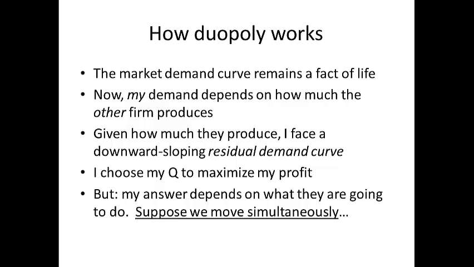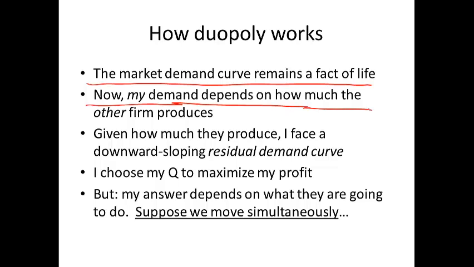Our first major game theoretic model is the homogeneous goods duopoly model, also called the Cournot model. Here's how the duopoly model works. First of all, the market demand curve, which has been with us all term, remains a defining fact of life. What's new, though, is that there are two firms, and my demand depends on how much you, the other firm, produce. Given how much the other firm produces, I face a downward sloping residual demand curve. Basically, what's left after what they supply to the market is what's left as demand for me.